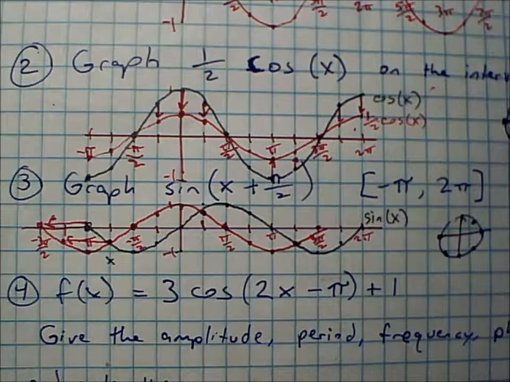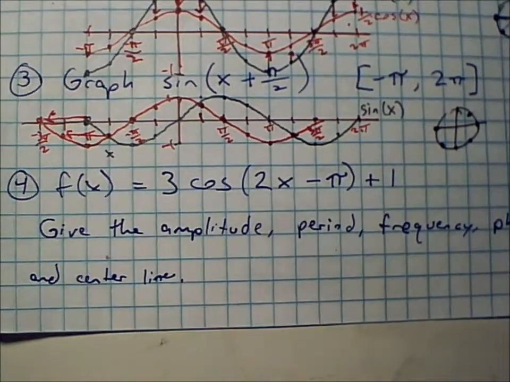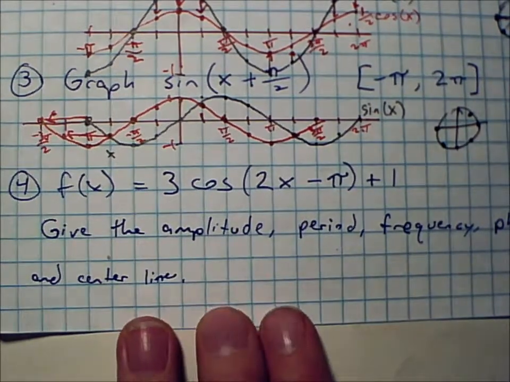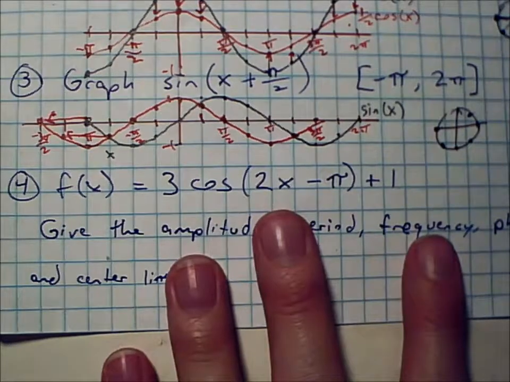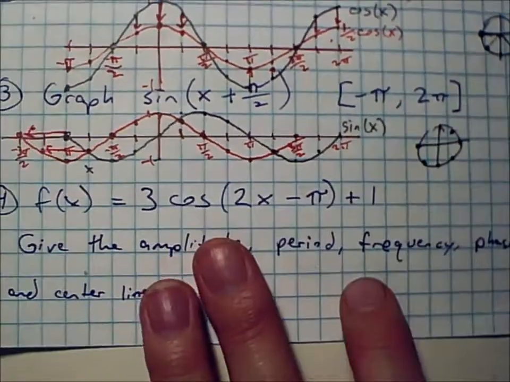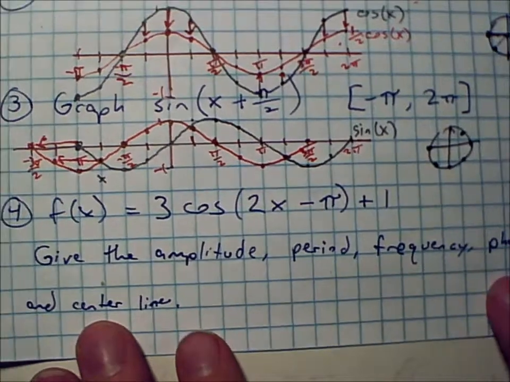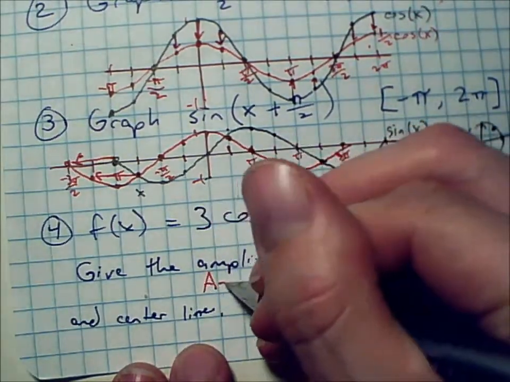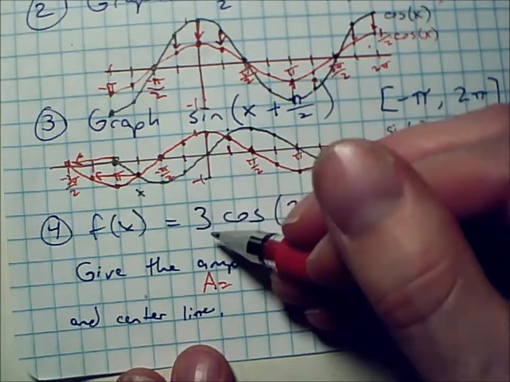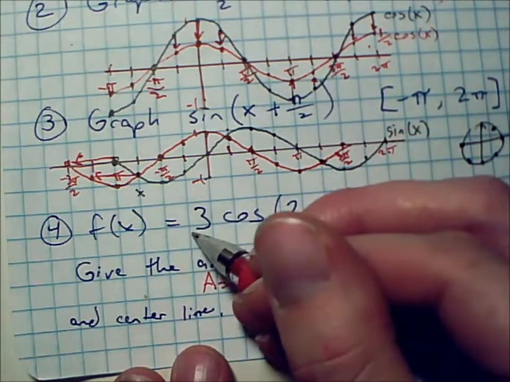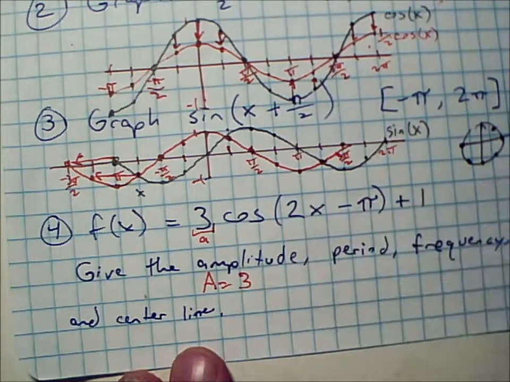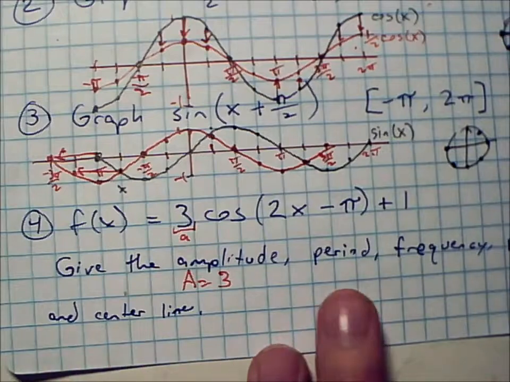Okay, last one. F of x is 3 times cosine of 2x minus pi plus 1. We want to give the amplitude, the period, the frequency, the phase shift, and the center line. Okay, well, the amplitude's easy. Remember, the amplitude is the absolute value of A. A here would be 3. So it's the absolute value of 3, which is 3.